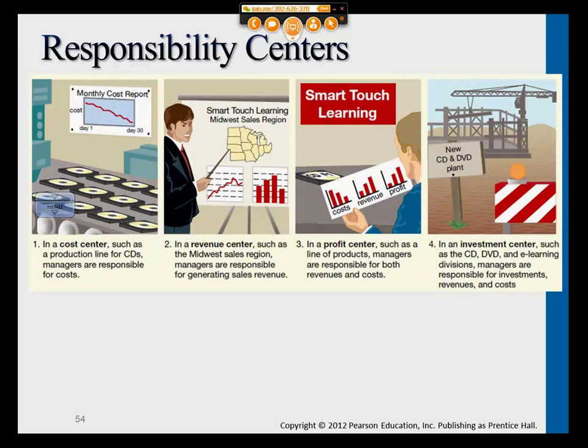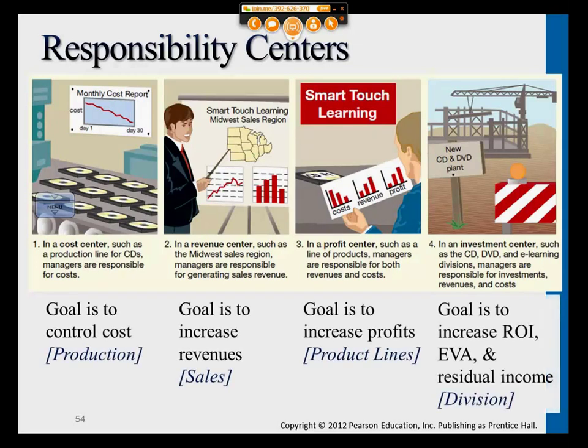So our first type we said is a cost center. A good example of such a center would be your line of production, a production line for CDs in our case. Here our managers are just going to be responsible for costs. Their goal is only to control the cost. That's the lowest level, right? So let's go next.